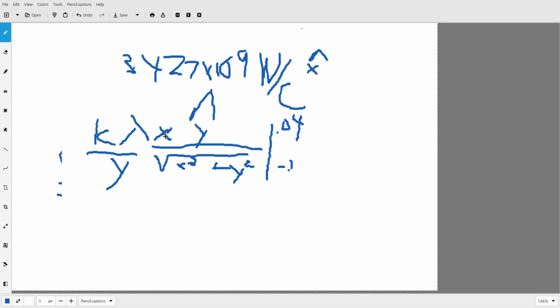Now this part here, we're going to plug in 0.04 in for x, and then we're going to plug in -0.1 in for x, okay? And subtract them. And of course, we'll have negative, negative, that will be a positive. And what we get is 8.322 times 10 to the 10 newtons per coulomb.